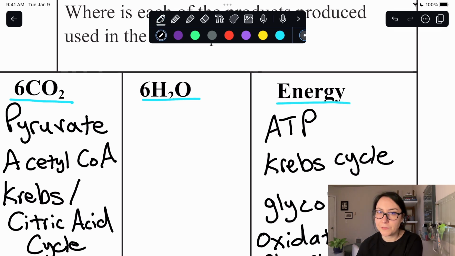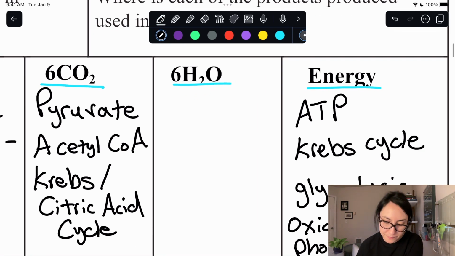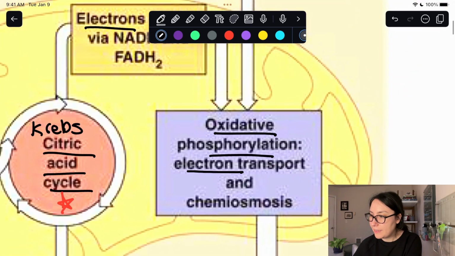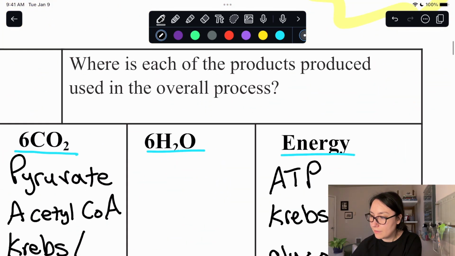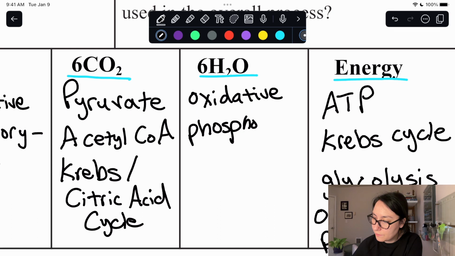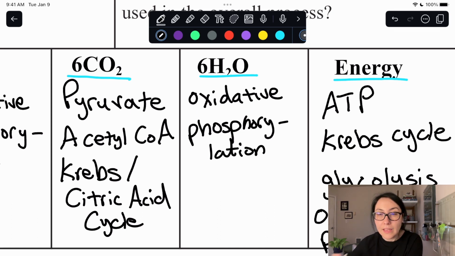We're just missing one last one. Where are we going to find some H2O? And really where you'll find it the most is in oxidative phosphorylation, in the chemiosmosis electron transport chain. Okay? So you'll go ahead and write down here, oxidative phosphorylation. And feel free as I'm going through this, ask any questions that you have about this stuff.